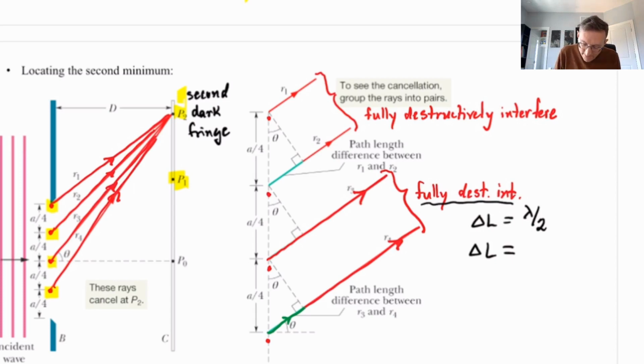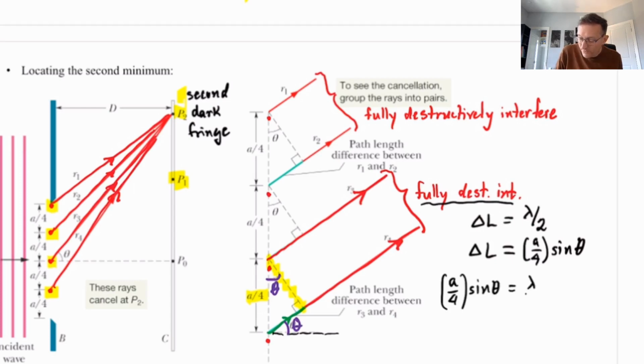And again, I have a nice little right triangle right here with a right angle and a hypotenuse, A over 4. And if the angle theta between the central axis, this way, and the line going out to point P2 is theta there, then this angle up here is also theta. And geometry tells me that delta L is then hypotenuse, A over 4, times sine theta. Now those are both expressions for delta L, so they must be equal. A over 4 sine theta must equal lambda over 2.